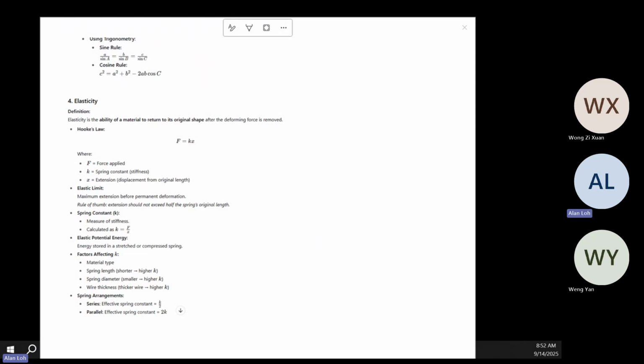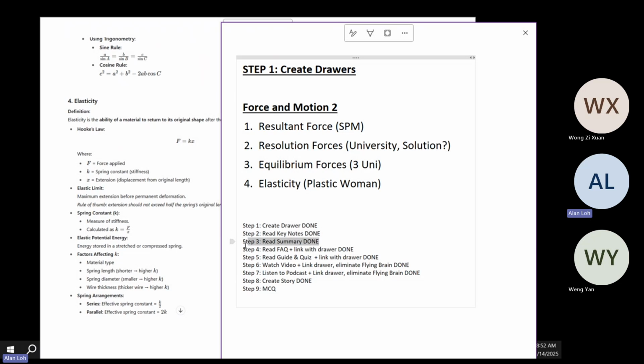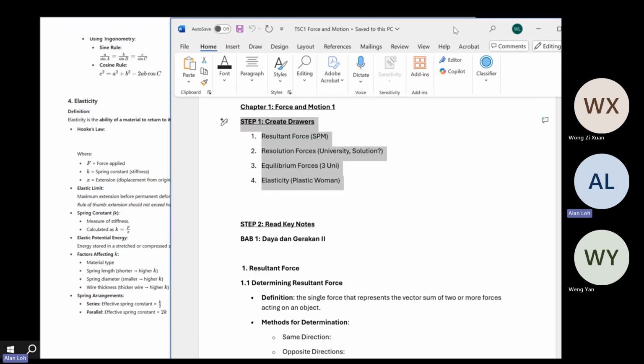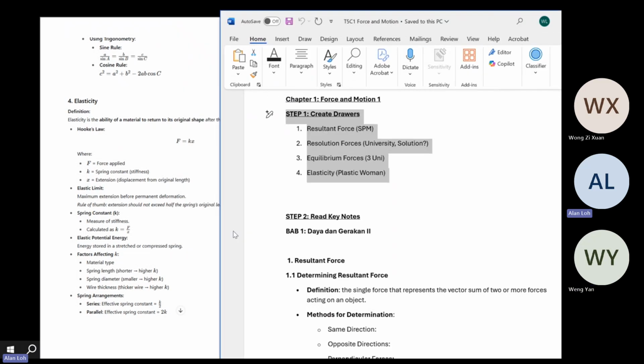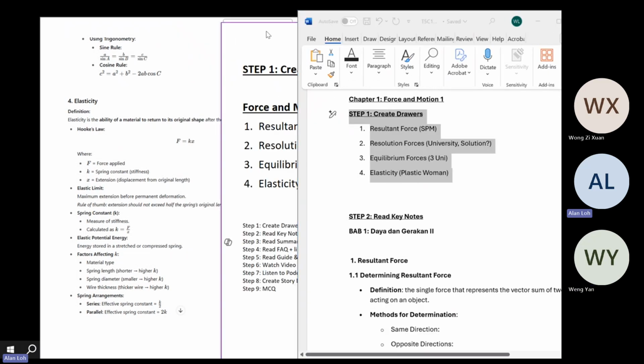Now moving to step number 3, read summary. This is where the reading comes. Step 3, 4, 5 will have more readings than the rest, right? But after that reading, your drawer will be filled up with more information or understanding. All right, let's do that.